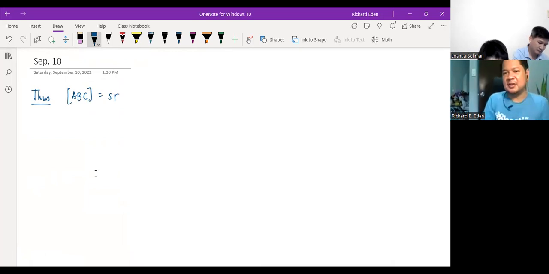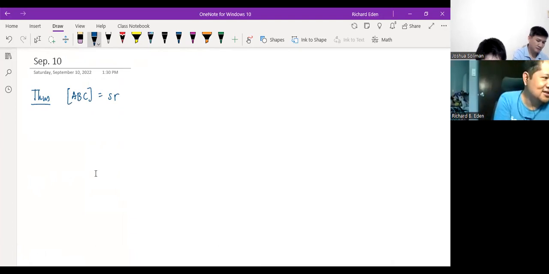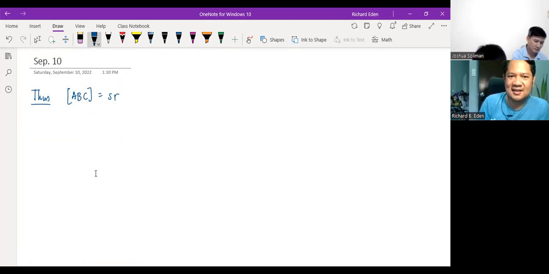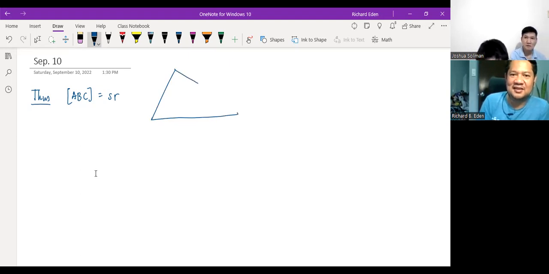I think nabigay ko na to, tama ba? Or at least, can you imagine? I think it involves the extended law of sines. Paano kasi na-derive, nakalimutan ko. Anyway, extended law of sines, it involves the circumradius. Ito small r, the inradius. So ito, can you visualize? Yung inradius is perpendicular to all other sides, syempre.